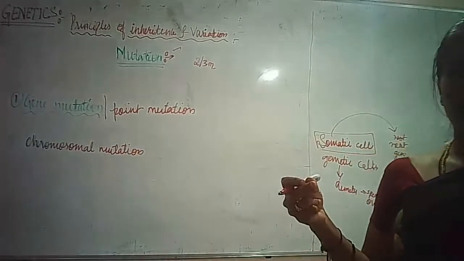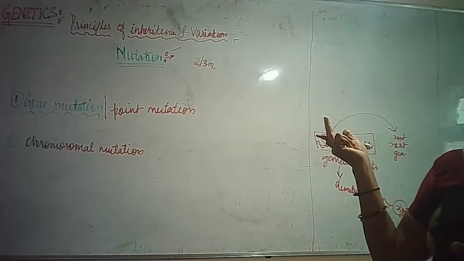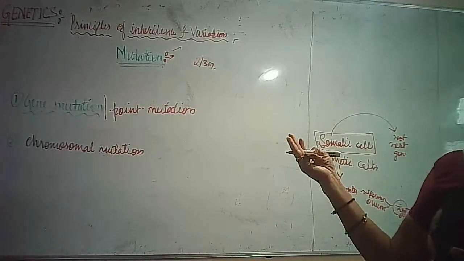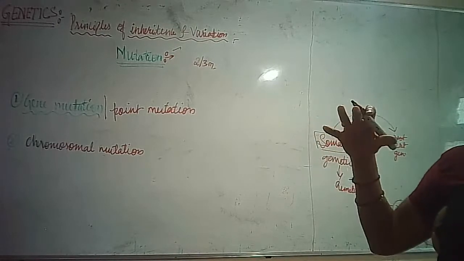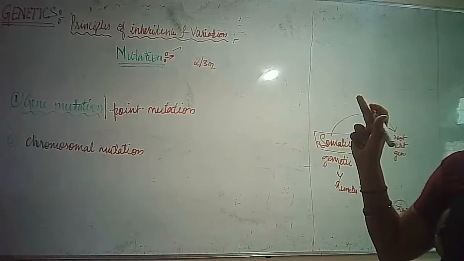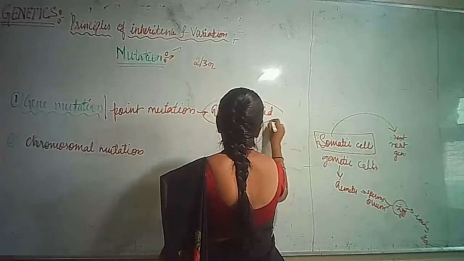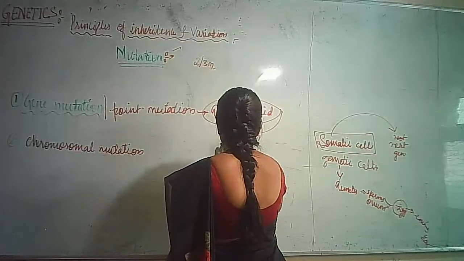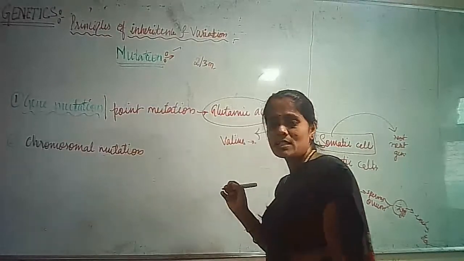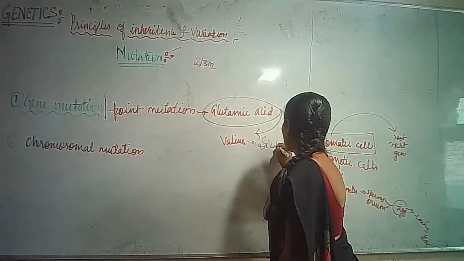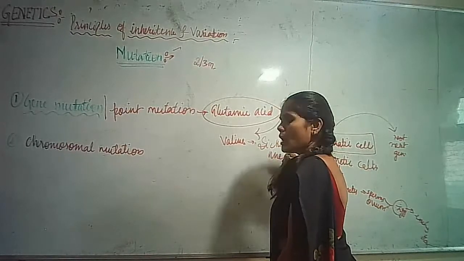So here, if you see, there is a change. Hemoglobin is a protein containing 300 amino acids, depending upon a specific gene. If there is a change in one amino acid, if it is replaced by valine, at that time it is going to cause a disease called sickle cell anemia. Anemia, you know.